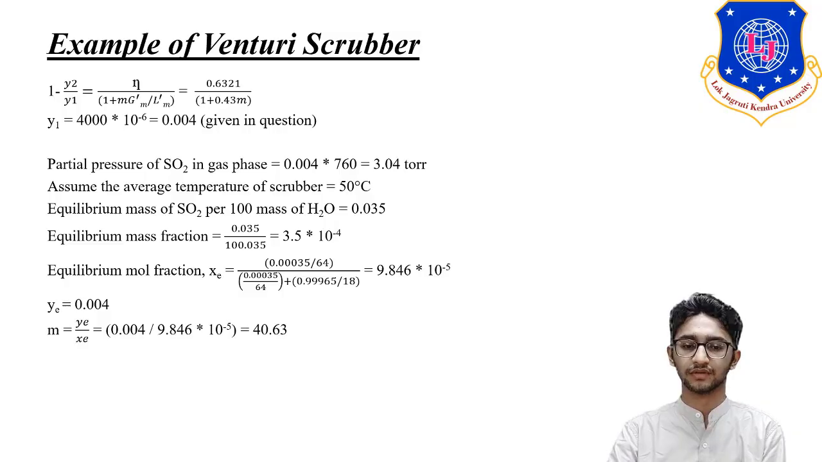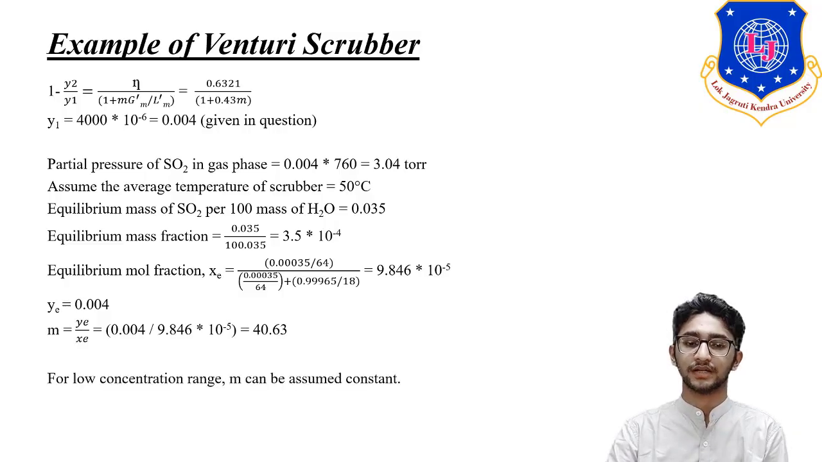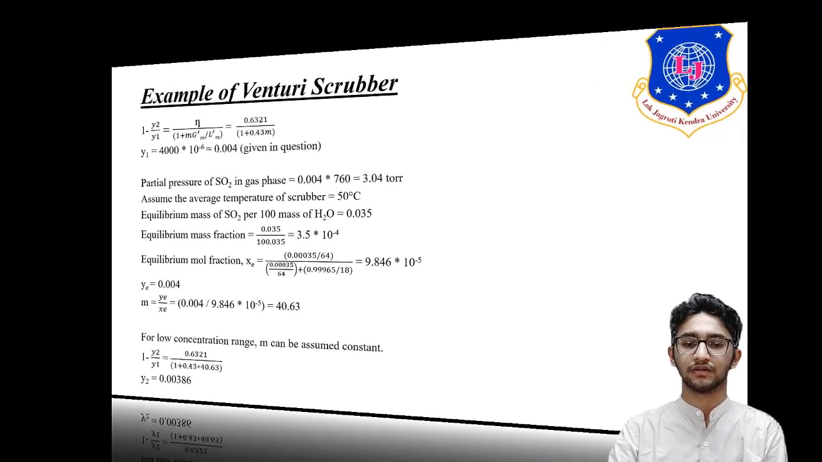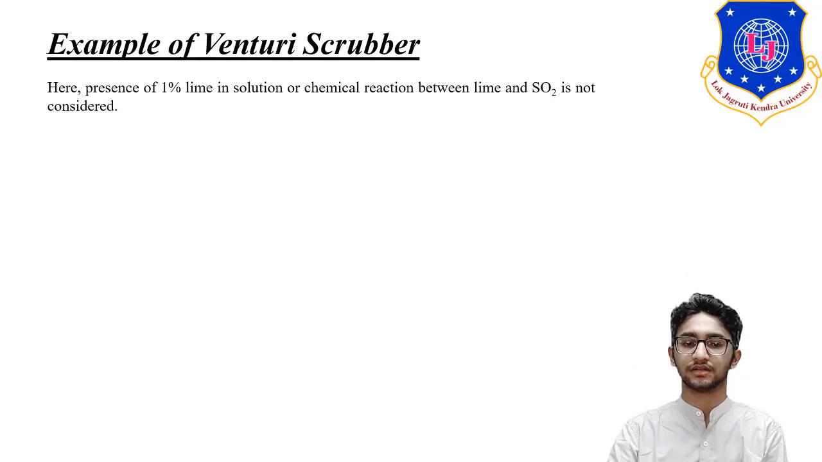So we have all the values. Now we will put them in the above equation, and we will get the value of Y2, that is 0.00386. Here only 1% lime is present in the solution, and so the chemical reaction between lime and SO2 is not considered here.